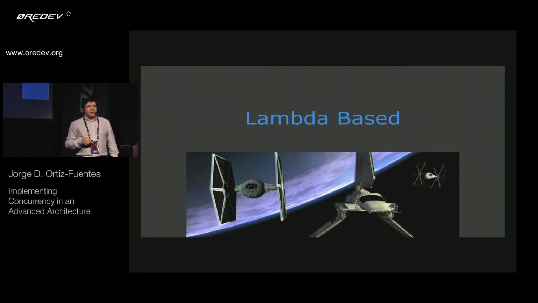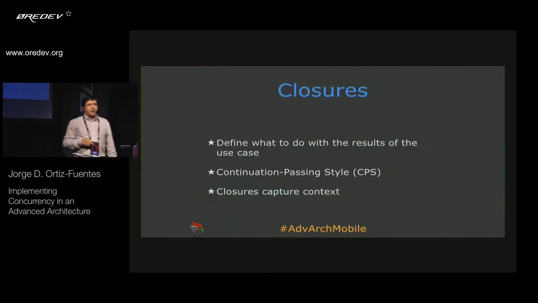Second option would be using lambdas, which in the world of Swift are called closures. By a closure, I mean an anonymous function that captures the context. In this case, we are going to pass a closure into the use case, and that closure is going to be used when the use case has finished its job. What we are doing is called continuation passing style, because instead of receiving the result from the use case, we pass to the use case the closure that we want to be executed, and that closure will take as the argument the piece of data that it returns from the use case.